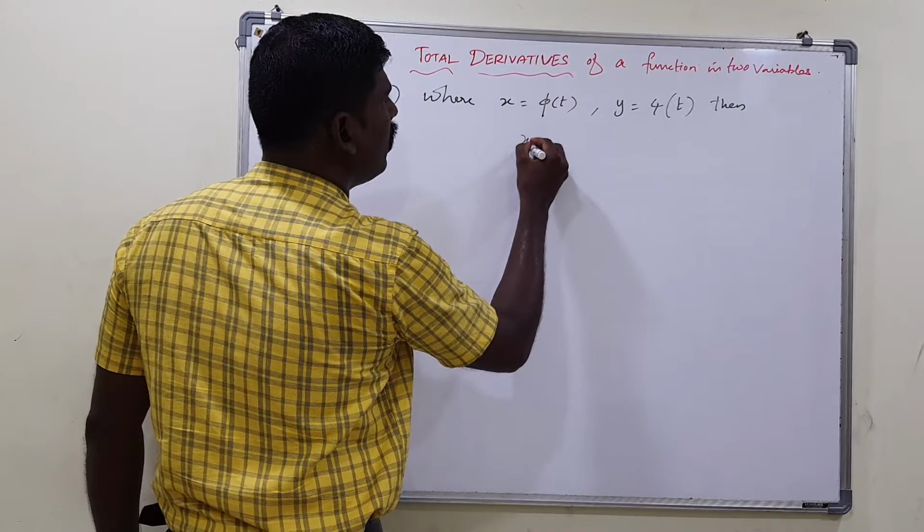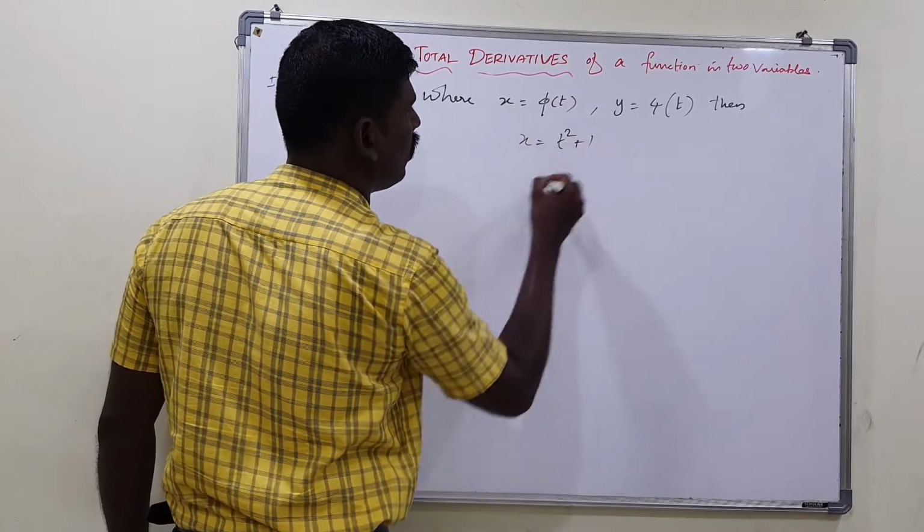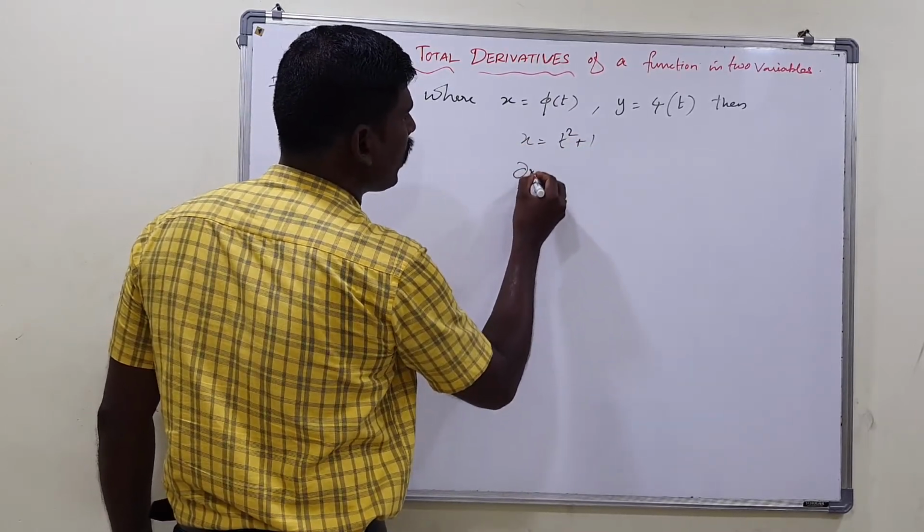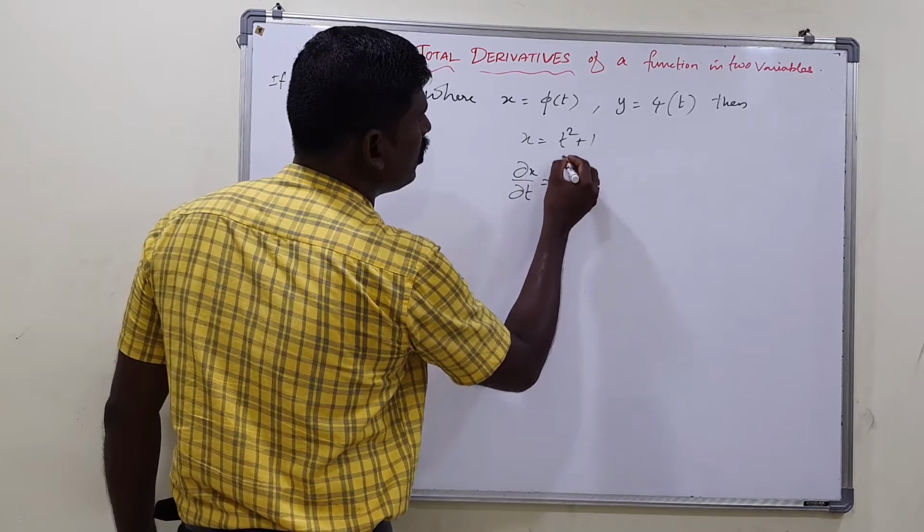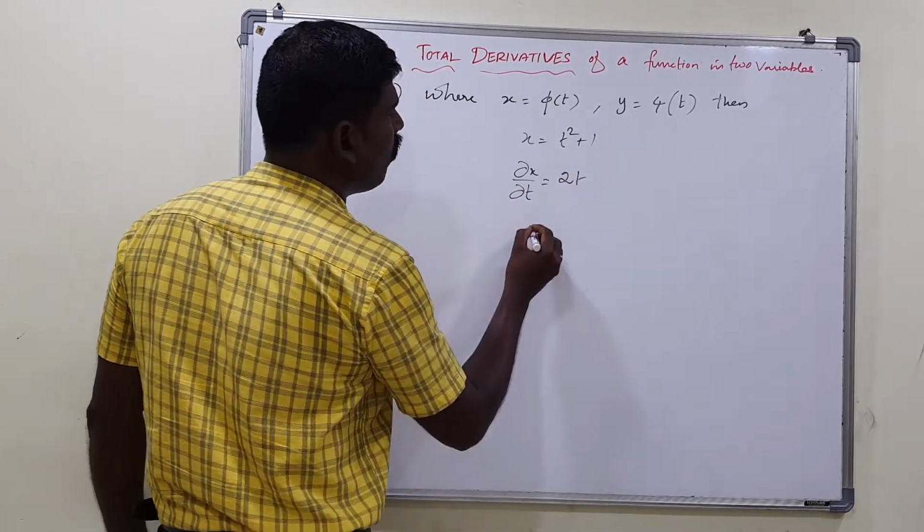For example, x is equal to t square plus 1. Then what is dou x by dou t? It is equal to 2t. What is dx by dt?